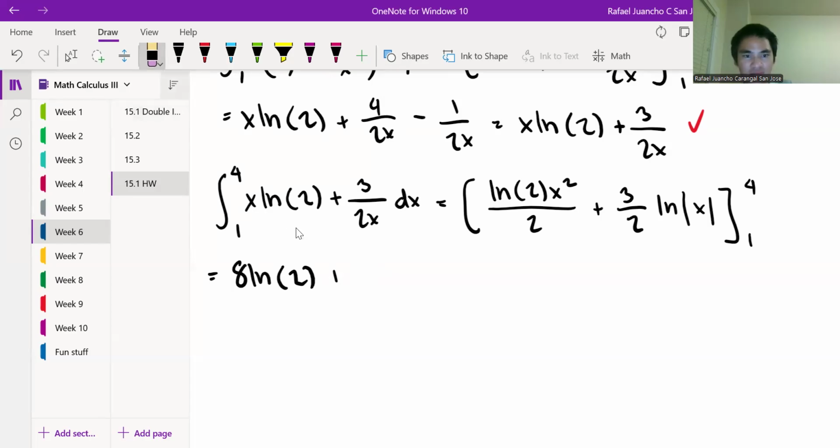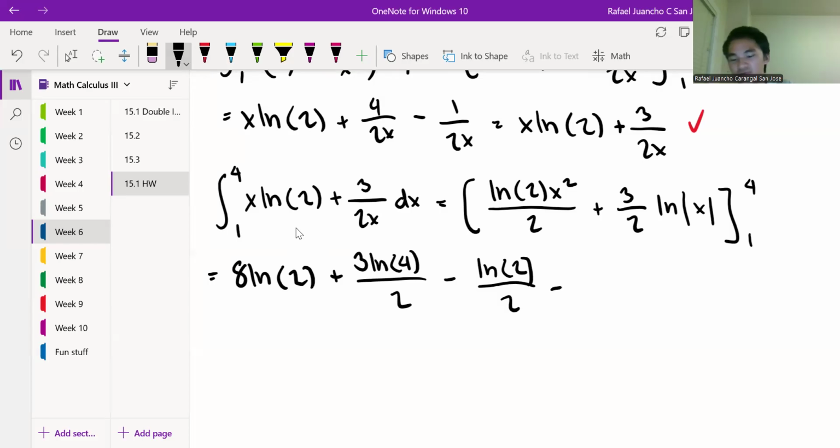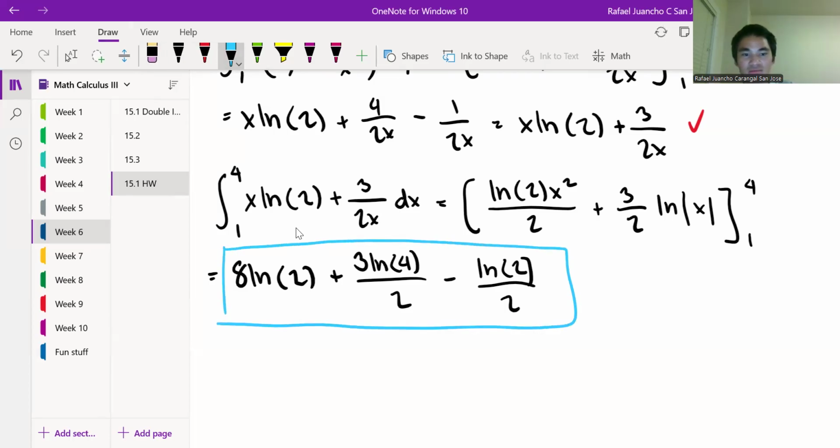Okay. So I could say 3 ln 4. And then I do 1 here. So minus this ln 2 over 2, minus ln 1 is 0, so I don't need to include that. So that's my answer. It's not simplified, but it's something.